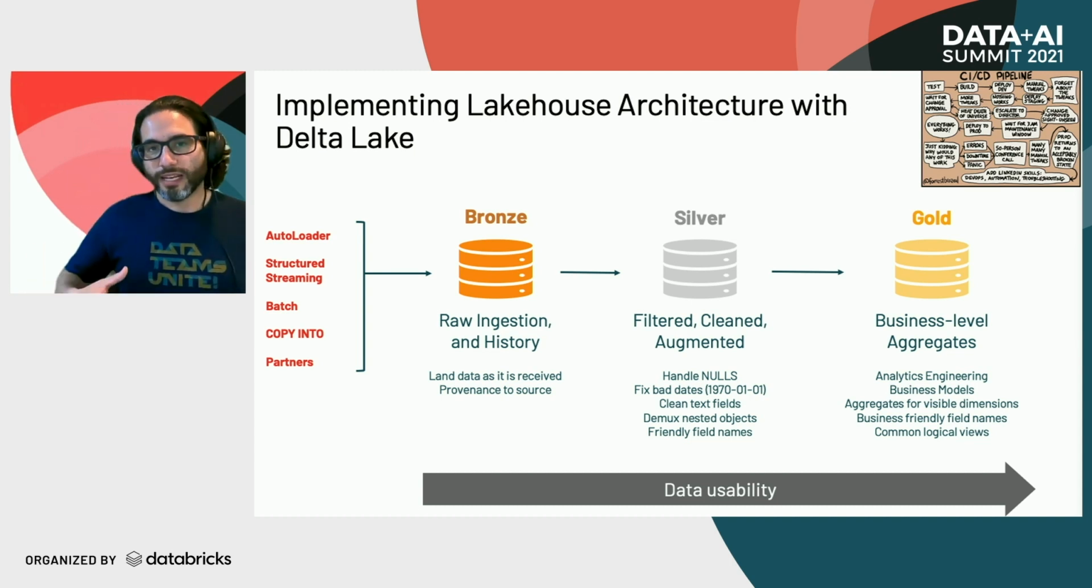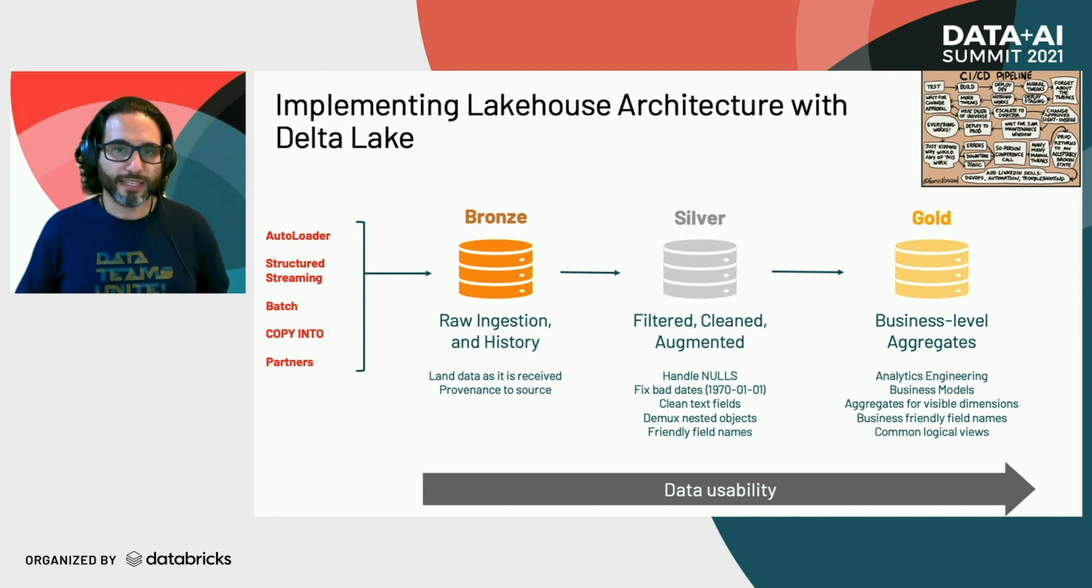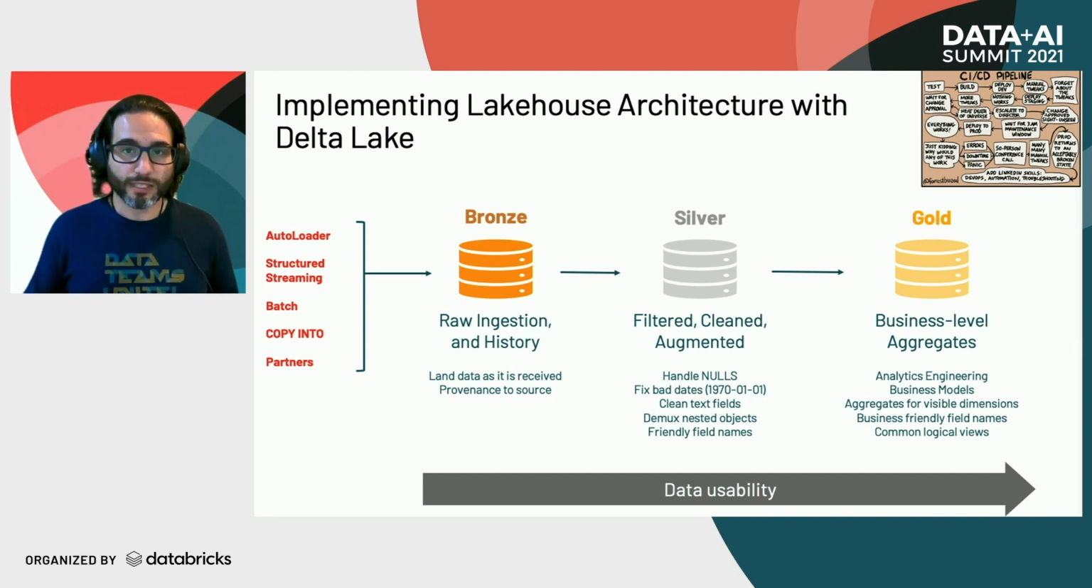Then you want to create a layer that all these different tools can do really fast analytics on. This is where we see, in the gold layer, a lot of analytics engineering, business model creation, and you're going to create aggregates for visible dimensions. Here's where we'll apply business-friendly names. Most often, the friendly names in the silver layer differ from what the business refers to them as, so we want to make sure that this is a business-friendly layer.